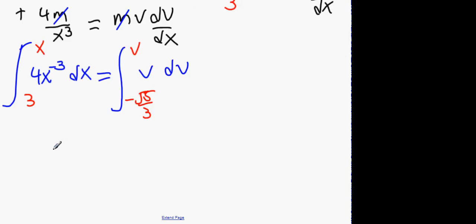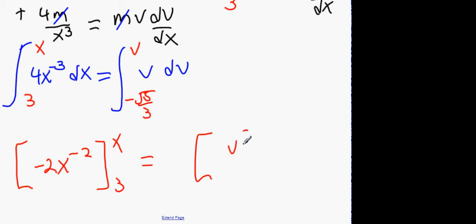Okay, this here, when I add on 1, it's going to be x to the minus 2. When I differentiate that, I need another minus 2 outside to fix the integral there. So that's perfect. And that's going to be x at 3. And this part here is going to be v squared over 2, with v going from minus root 5 over 3.